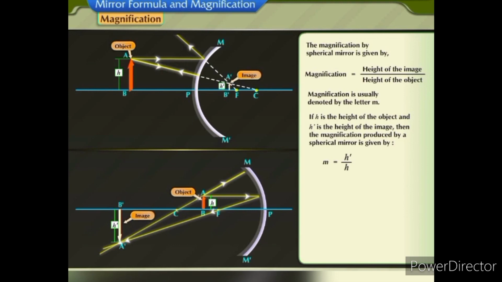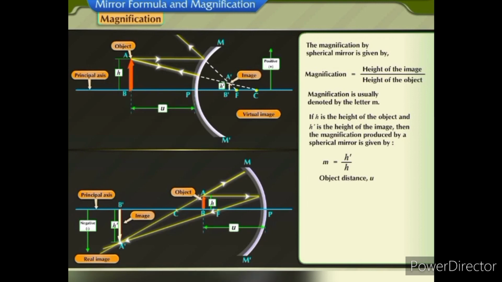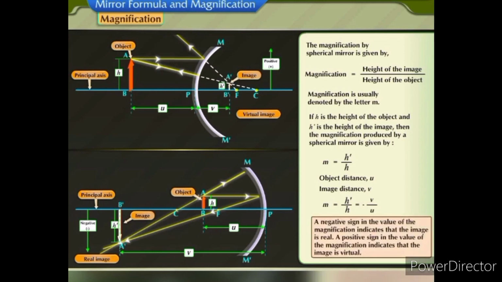The object is usually placed above the principal axis, hence h is taken to be positive. The height of the image should be taken as positive for virtual images and negative for real images. The magnification M is also related to the object distance u and image distance v. It can be expressed as M is equal to h dash divided by h equal to negative v divided by u. A negative sign in the value of the magnification indicates that the image is real. A positive sign in the value of the magnification indicates that the image is virtual.